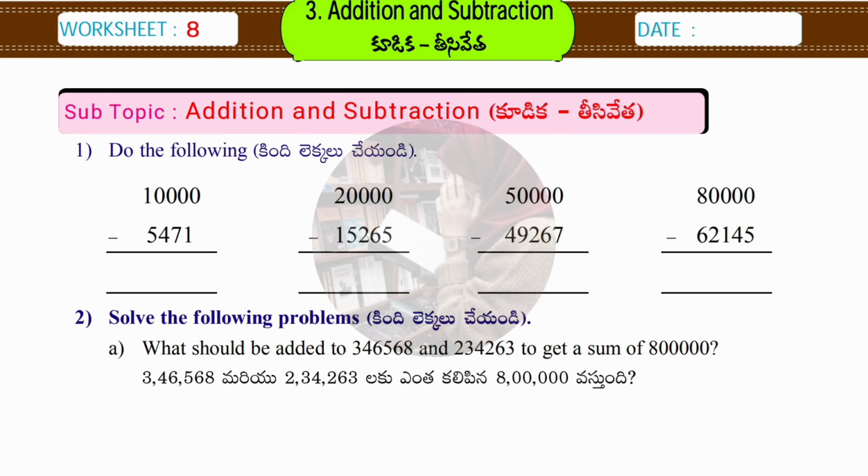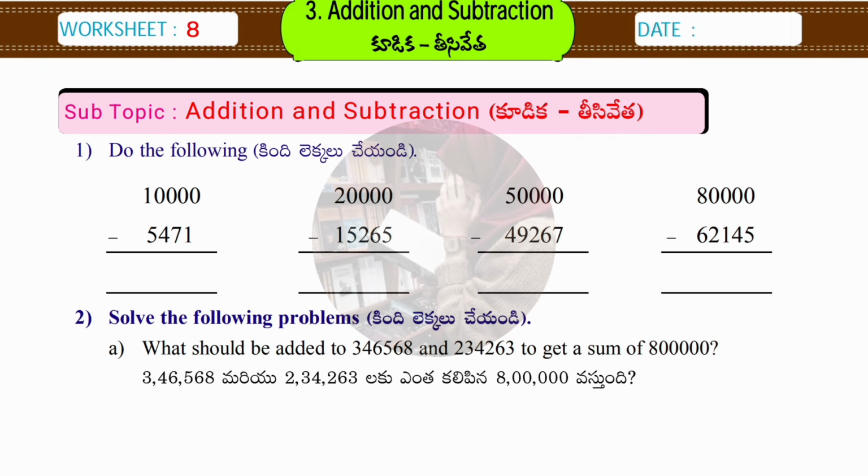Okay, now we'll move to the next worksheet, that is worksheet number 8. Here the subtopic is addition and subtraction. Okay, so let's see. First Roman, do the following. Here we have to do the following, whatever the operation is given. If it is given addition, we have to do the addition. If it is given subtraction, we have to do the subtraction.